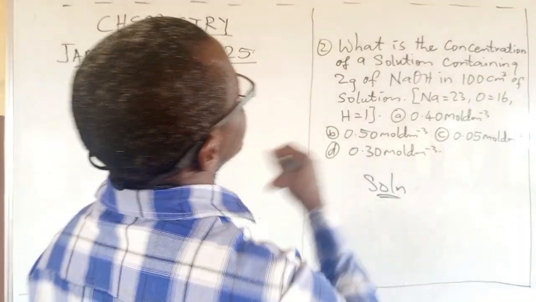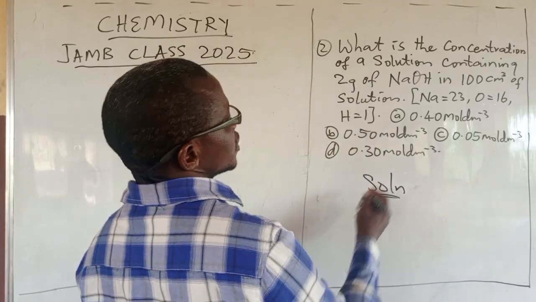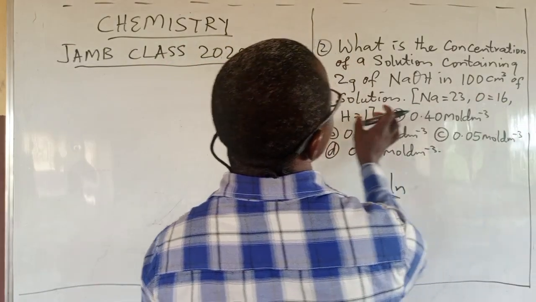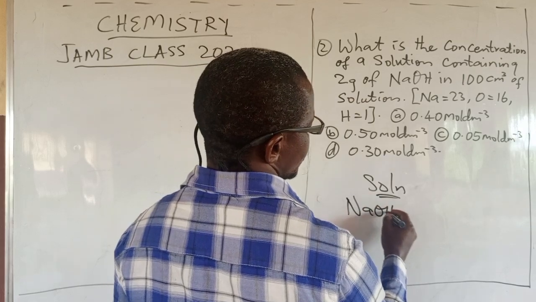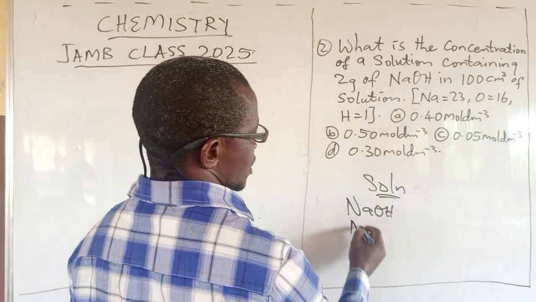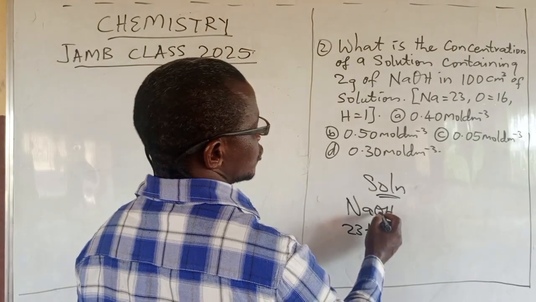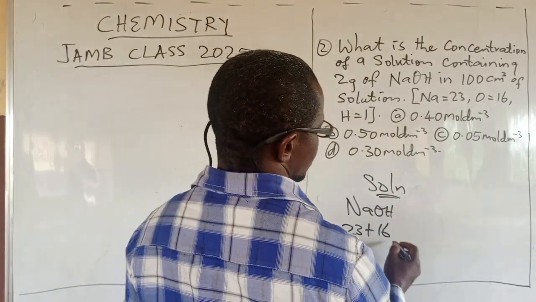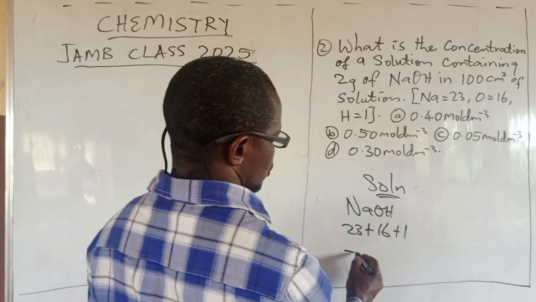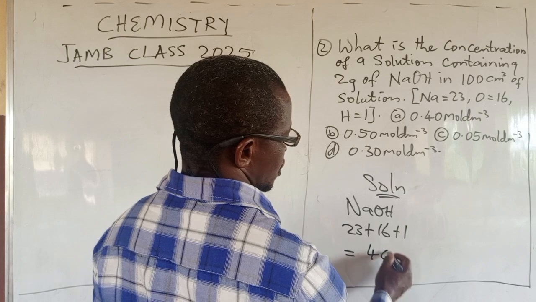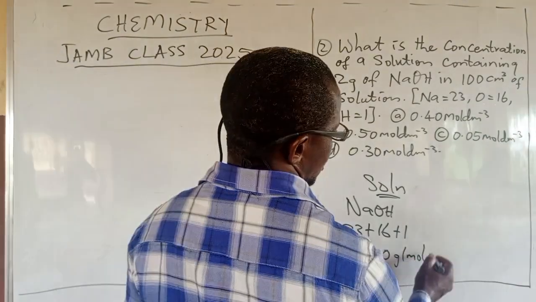Now, the solution, look for the molar mass of this first. They have given you parameters to use and look for the molar mass of NaOH. They said Na is equal to 23. Add that to that of oxygen, which is 16. Add that to that of hydrogen, which is 1. Total of 40. That's gram per mole. This is the molar mass.